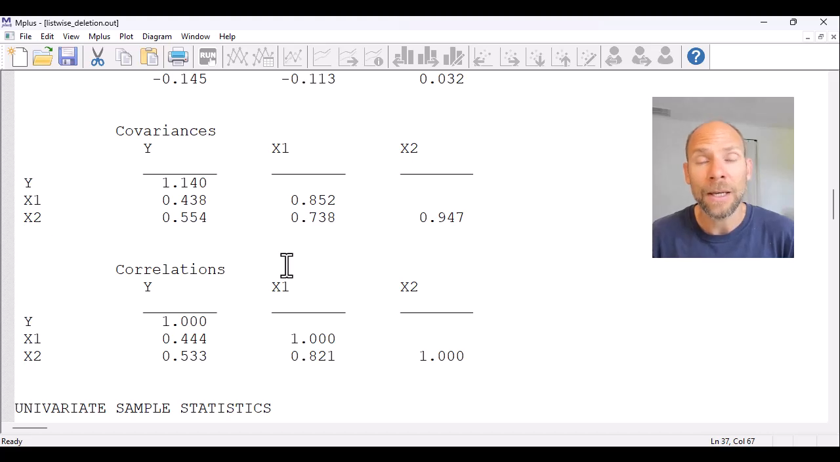I typically use and recommend full information maximum likelihood estimation or multiple imputation. You can also find videos on how to do that in Mplus here on this channel, so check those out as well. Those are the two that are state of the art for missing data handling: full information maximum likelihood, which is very convenient, and multiple imputation, which is also easy to do in Mplus.